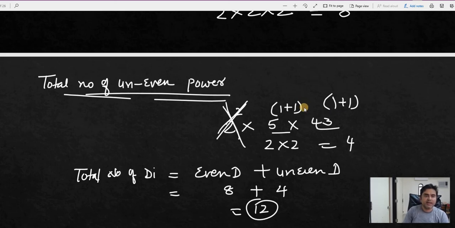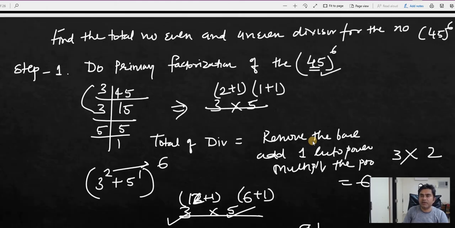Next, find out the total number of even and uneven divisors of the number 45 to the power 6. First you have to do the prime factorization of 45. When you do the prime factorization of 45, it is 3 to the power 2 into 5 to the power 1. Now 6 is here, so 6 will be multiplied by 2. So that will be 3 to the power 12, and then 1 into 6, 5 to the power 6. Now you have to add 1 to each. So 12 plus 1 multiplied by 6 plus 1. So 13 into 7, that will be 91.